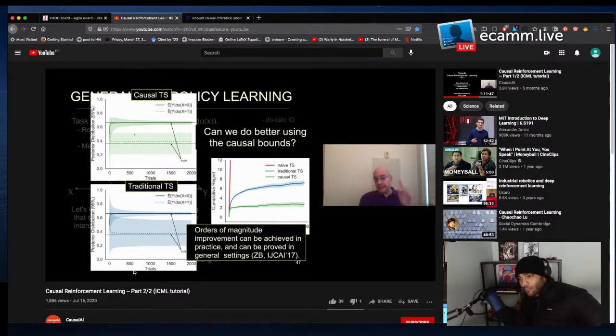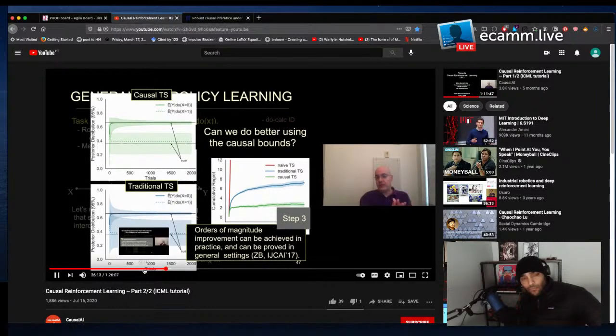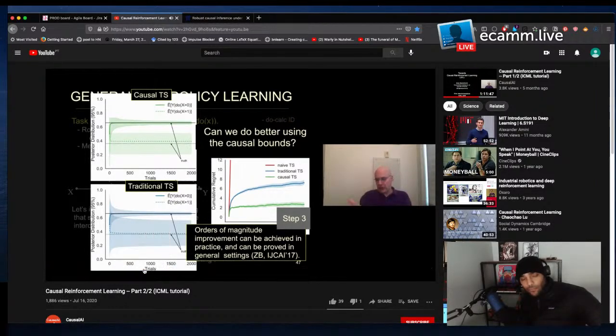Now, the third step in reality is, can an order of magnitude improvement be achieved in practice? Step 3, I should write separately here. Can you prove that this translates to regret bounds? You can check the reference, but that's the idea.